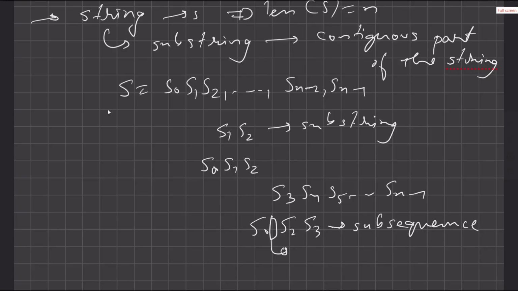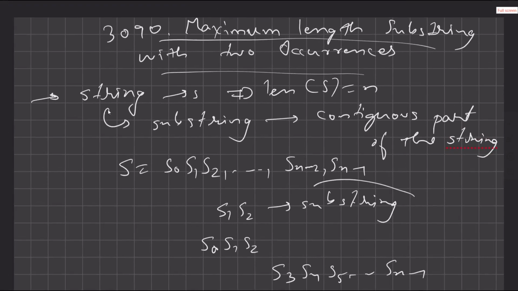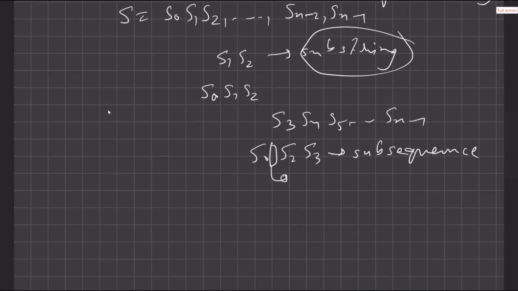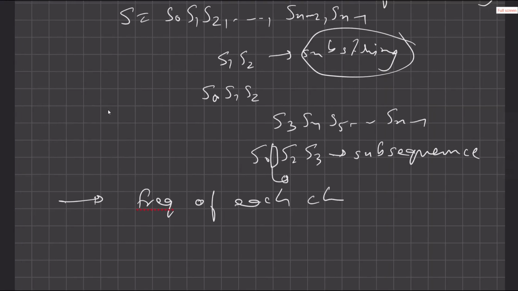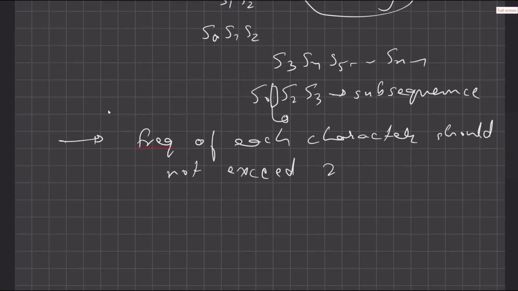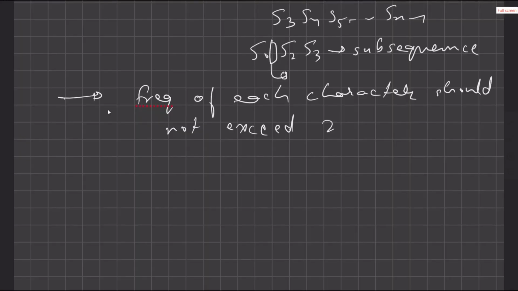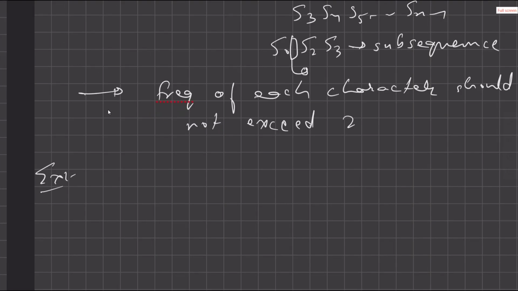So we need to find a substring. In the question they've said that in the substring, the frequency of each character should not exceed 2, meaning the frequency of each character should be at most 2, not more than that. So let's consider an example and understand.